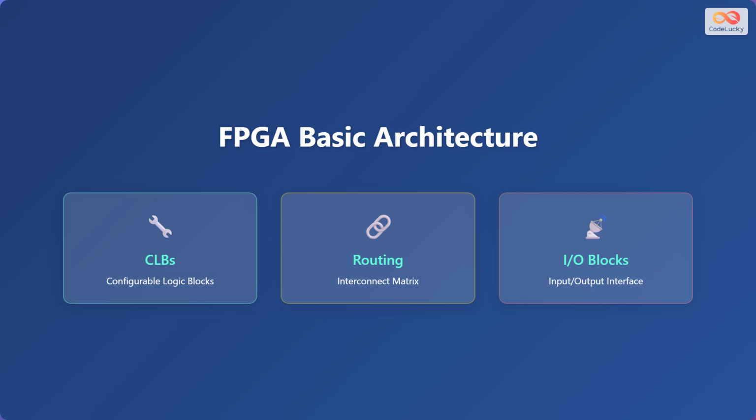Now let's take a look at the basic architecture of an FPGA. FPGAs consist of three main components: configurable logic blocks, or CLBs, routing or interconnect matrix, and input-output blocks. The CLBs are the basic building blocks that implement logic functions. The routing provides the connections between these blocks. And the input-output blocks allow the FPGA to communicate with the outside world.